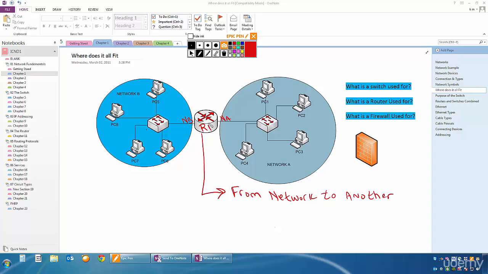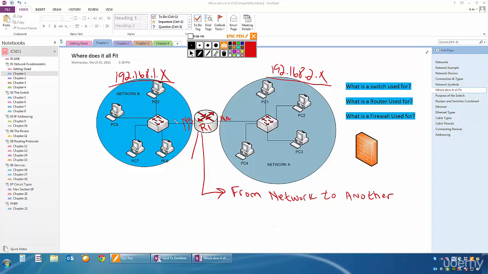Now remember, a router can only have one interface in a particular network. So if network B is on this particular interface, I cannot have another interface that belongs to network B. And again, these networks are defined by an IP address. So if I have an IP address of 192.168.1.x, and over here 192.168.2.x, because the way I assign these IP addresses, they're on two different networks.